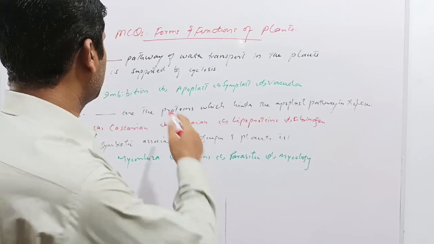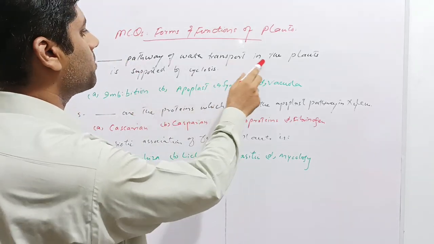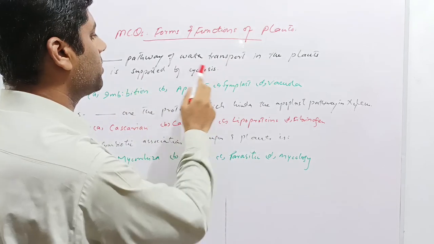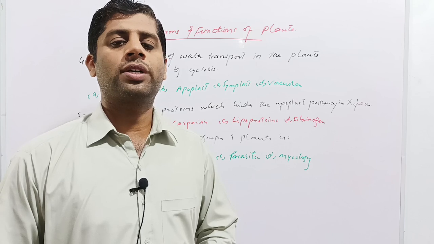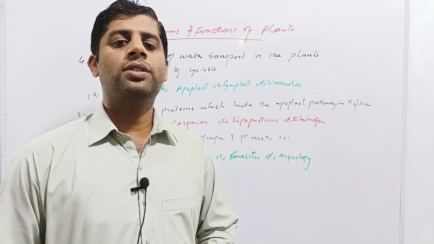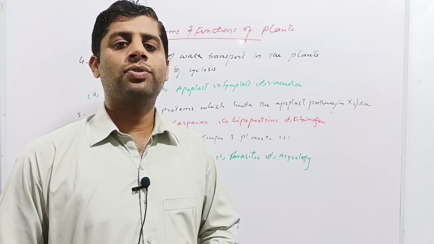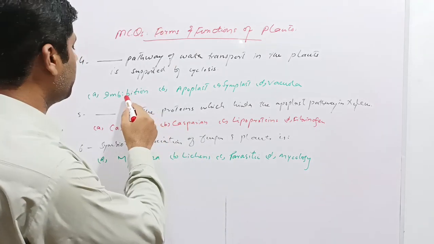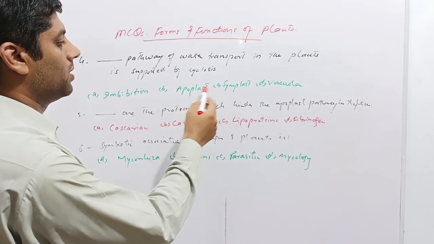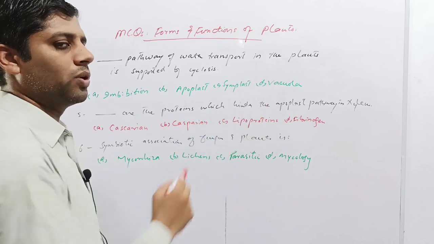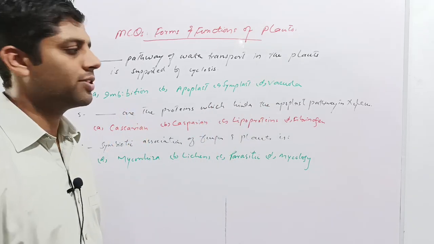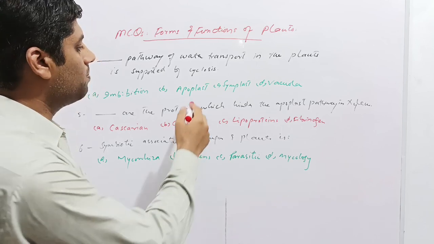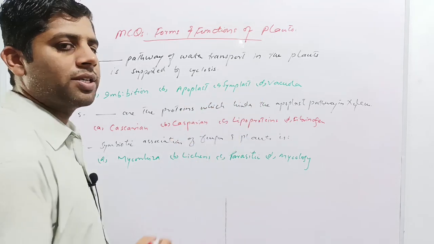Next question is, dash pathway of the water transport in the plants is supported by cyclosis. As you know that there are three types of pathway which transport water from the soil to the xylem vessels. These are Apoplast pathway, Symplast pathway and the vacuolar pathway. So the options given are imbibition and the three pathways, Apoplast, Symplast and vacuolar pathway. Imbibition is the general process of water absorption by the plants or other surfaces. We will take into account these three pathways of water transportation in the plants across the roots.